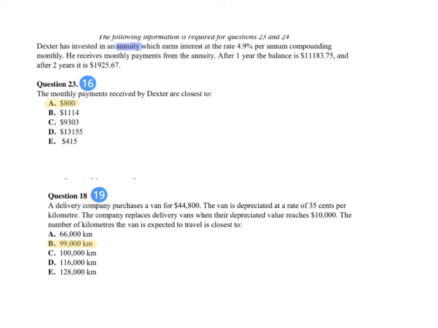So he invested in an annuity that earns an interest rate of 4% per annum, compounding monthly. So you might straight away say, all right, here's I, and I know PPY is 12. He receives monthly payments from the annuity, and after 1 year the balance is this, and after 2 years the balance is that. So it says the monthly payments is what? So once again, payments is the question.